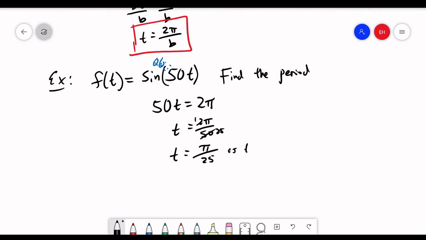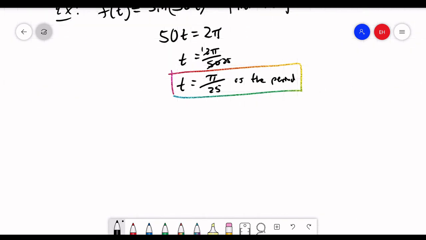And that would be a horizontal compression because we went from a 2 pi period to a pi over 25 period. So we went to a lot smaller period. So that means that the sine wave is going to repeat much faster, which is going to compress the graph horizontally.